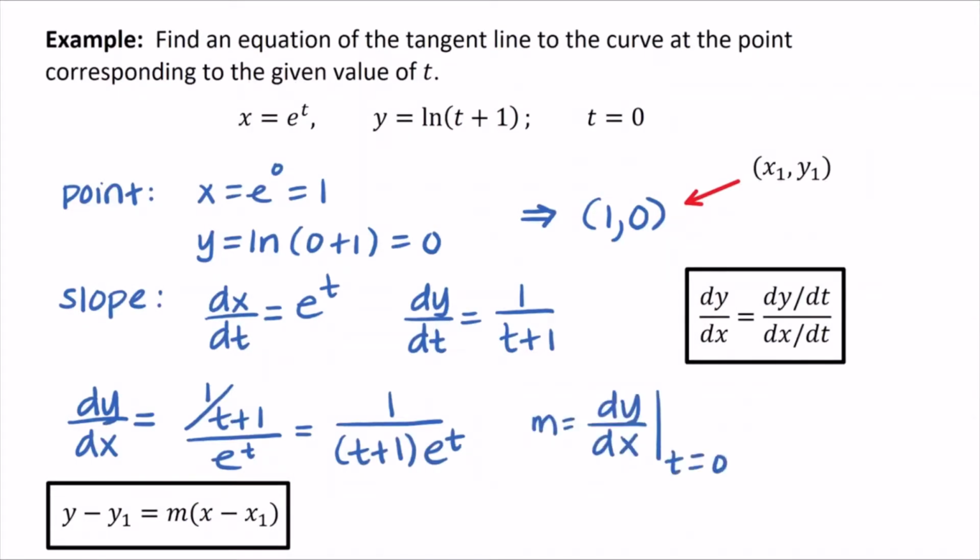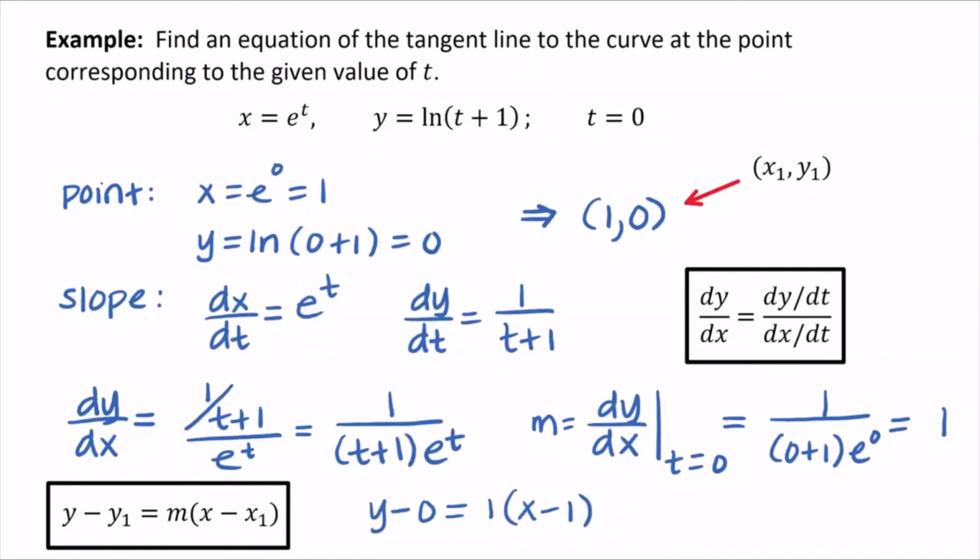Now, the slope of our tangent line m will be equal to dy/dx when evaluated at t equals 0. This will be equal to 1 all over the quantity 0 plus 1 times e to the 0, which simplifies to 1. Finally, plugging into our point-slope equation gives us the equation of the line y minus 0 equals 1 times the quantity x minus 1, or y equals x minus 1.